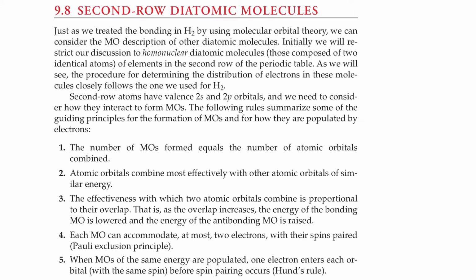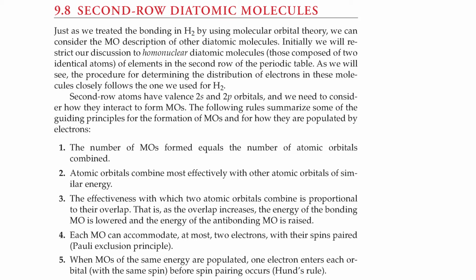As we'll see, the procedure for determining the distribution of electrons in these molecules closely follows the one we used for hydrogen. Second row atoms have valence 2s and 2p orbitals, and we need to consider how they interact to form the molecular orbitals. The following rules summarize some of the guiding principles for the formation of molecular orbitals and for how they are populated by electrons. Number 1.